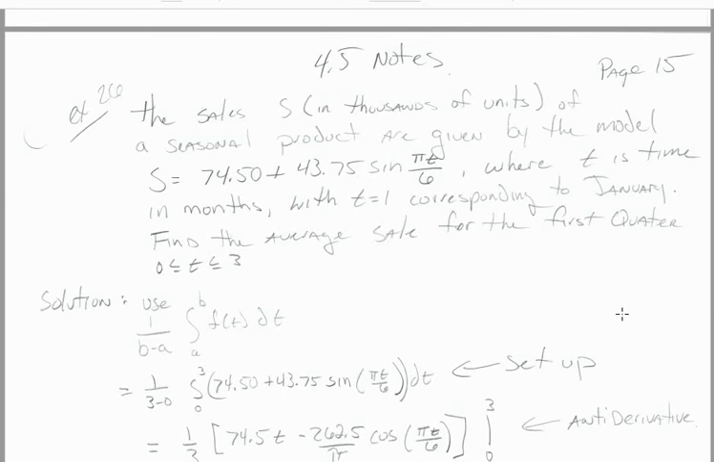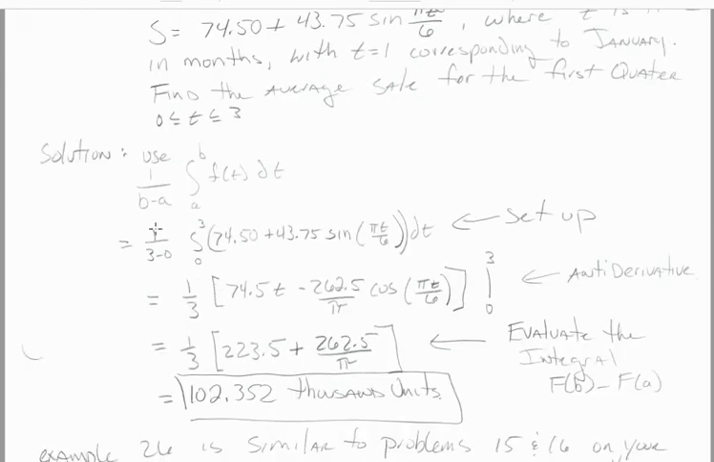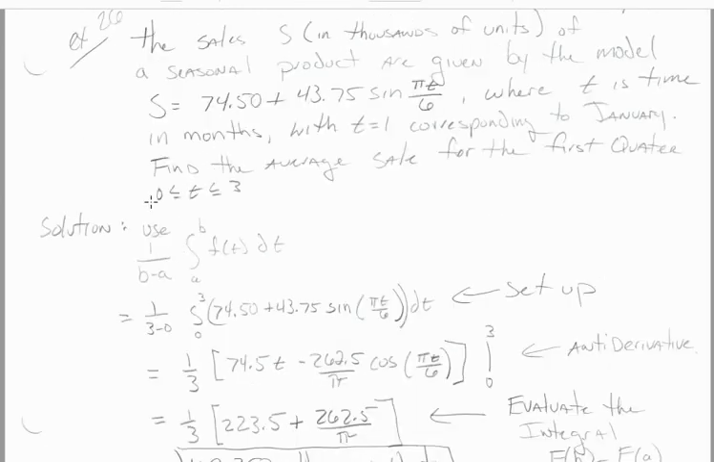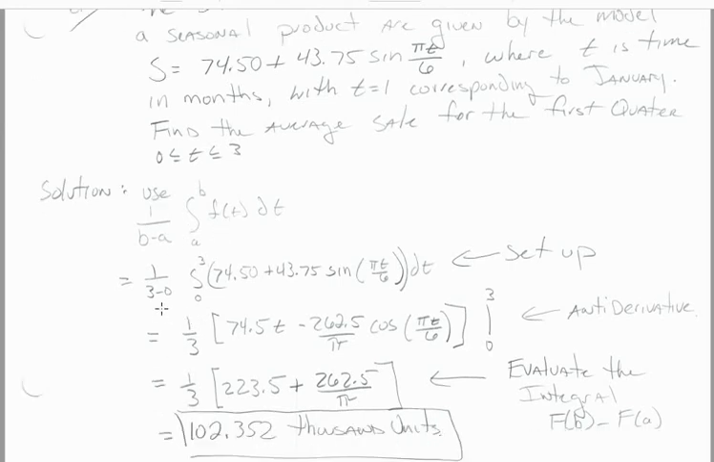So literally we just have to substitute in. Since we're finding the average sale for the first quarter, that's January, February, March, right? So we're going to go 0 to 3 for our integral. Those are also our a and b: 0 is a, 3 is b. So we're going to just substitute into the average value integral, so it's going to be 1 divided by 3 minus 0 times the integral from 0 to 3 of that function.